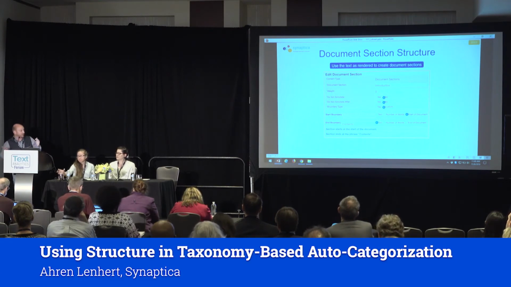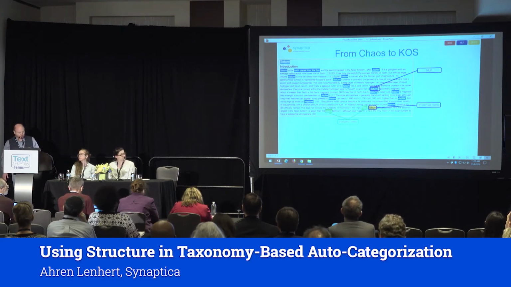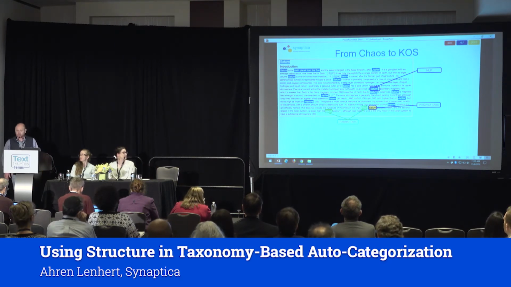In that introduction, if you find these terms, they're probably pretty important. Okay, so back to moving from chaos to chaos. What I've identified here in this section of text is my main terms, my preferred term. I have my related terms, which in this case happen to be Titan and planet. They're in the same sentence.